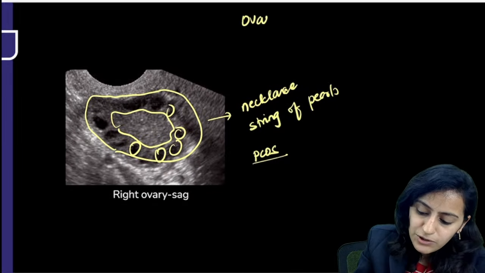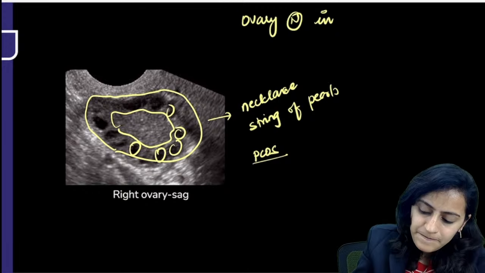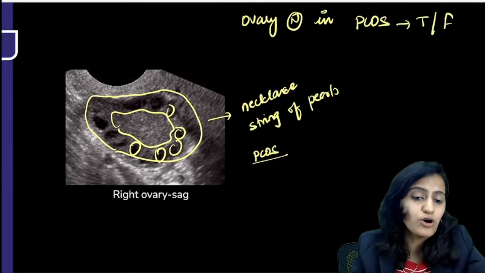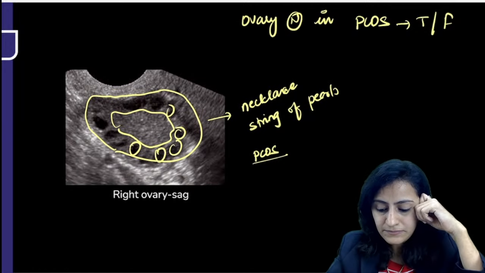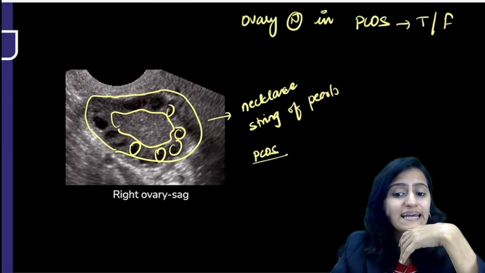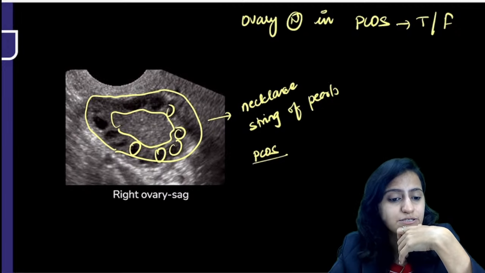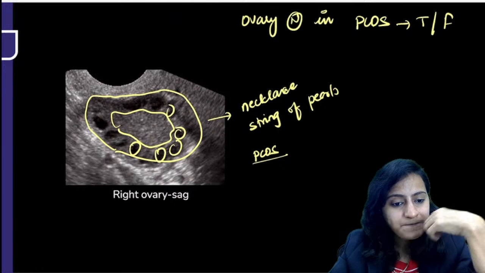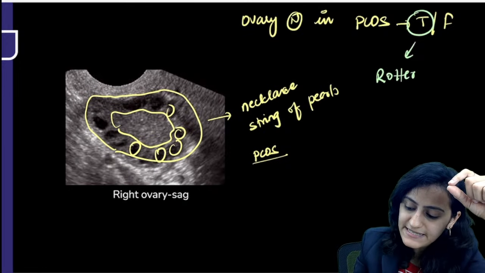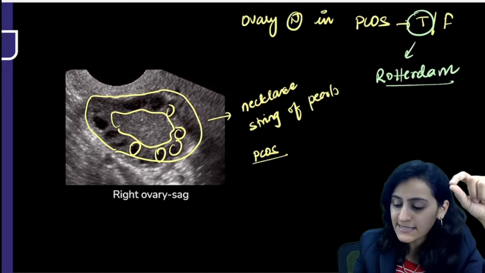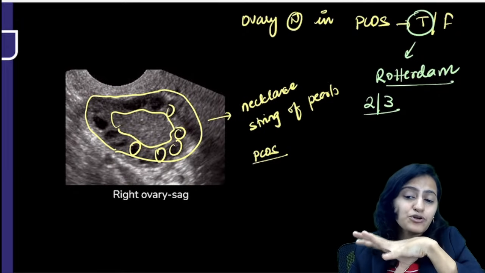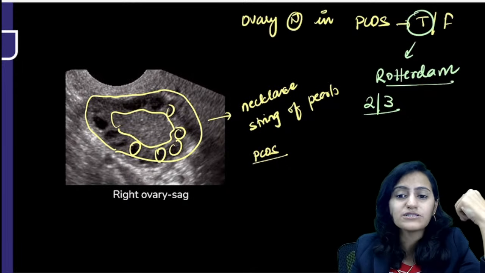Can the ovary look normal in PCOS? Ovary can appear normal in PCOS. Is this true or false? So you are suspecting PCOS, but the ovary is not showing the necklace sign. Can it still be PCOS? Yes, right. Why? Because in the Rotterdam criteria that we use for PCOS, if 2 out of 3 criteria are met, then we make a diagnosis of PCOS.